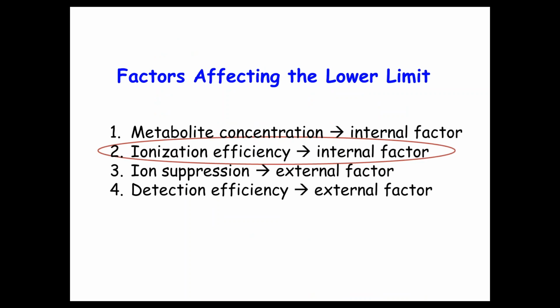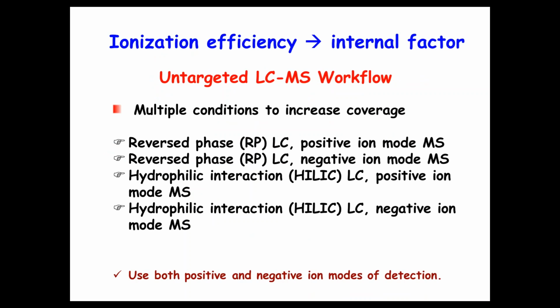Now let's look at the second factor, ionization efficiency. We know that some metabolites can be ionized more efficiently in positive ion mode, while other metabolites such as organic acids can be ionized better in negative ion mode. So in a typical untargeted LC-MS workflow, we use reverse phase LC and hydrophilic interaction LC to separate metabolites with different hydrophobicity and ionic properties, followed by positive ion detection and then negative ion detection to increase the overall coverage.